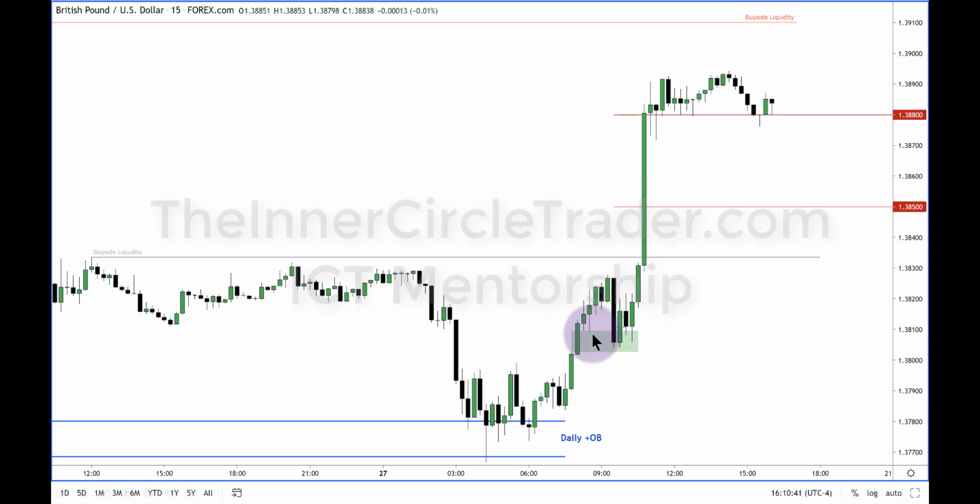So we have a fair value gap in here. The market comes back down into that, consolidates, and there's going to be an optimal trade entry. You'll see that when we go on lower time frames.